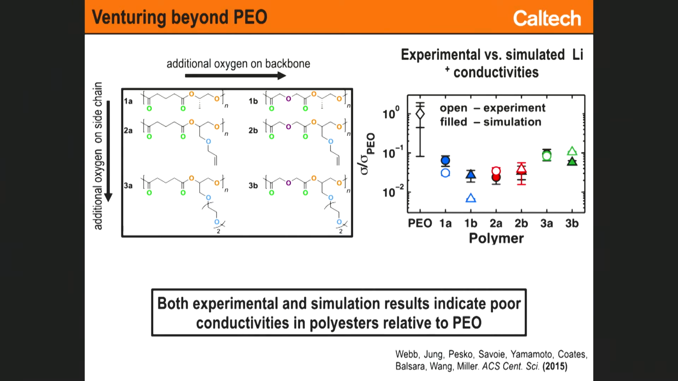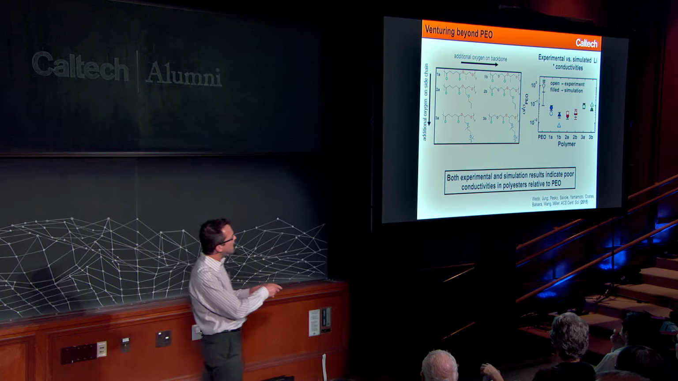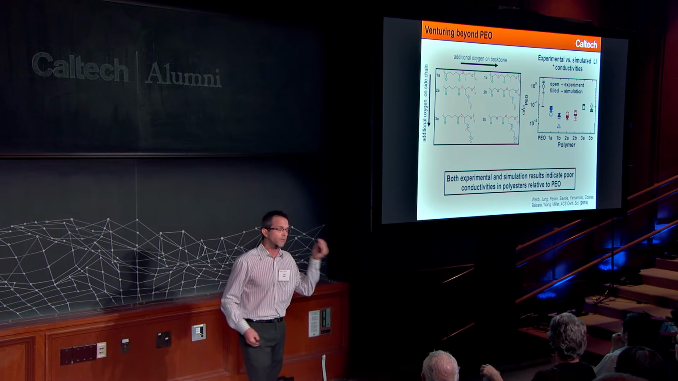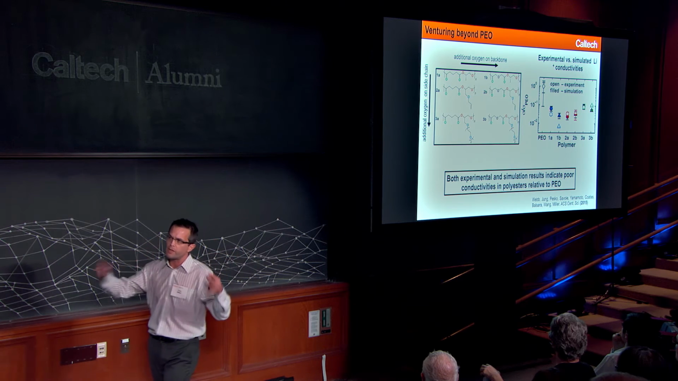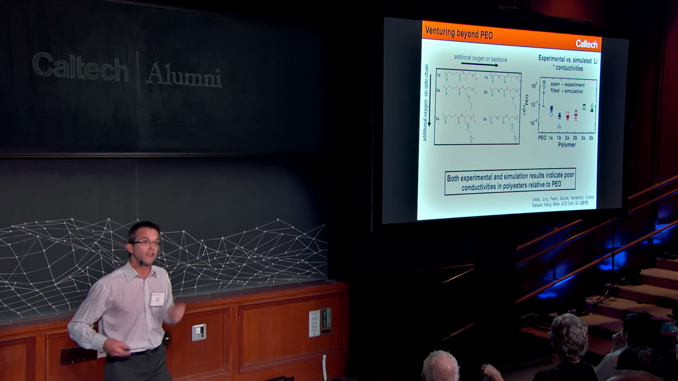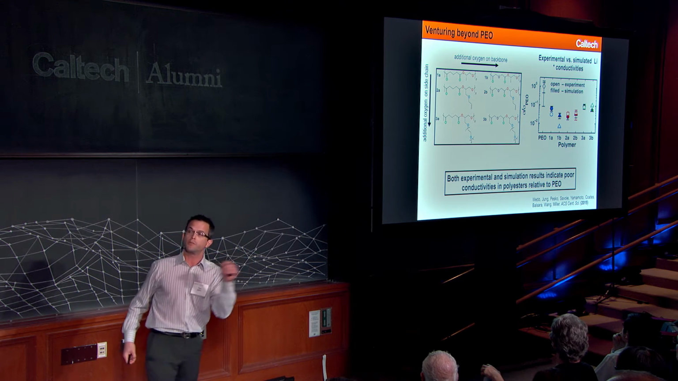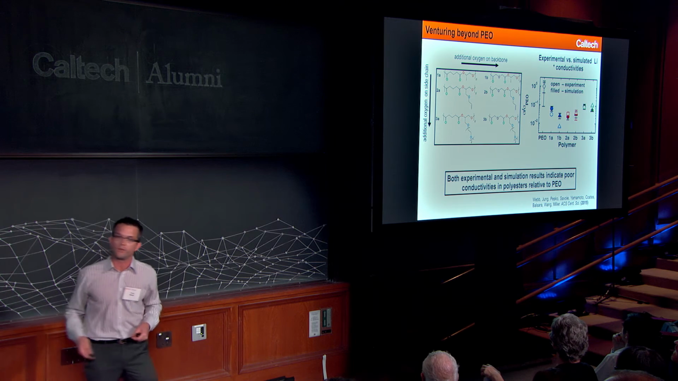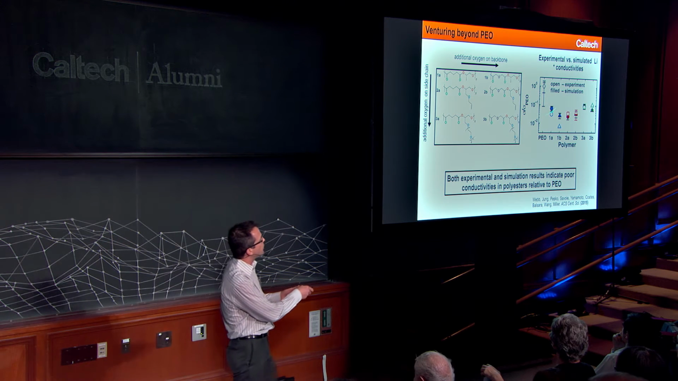Working with these synthetic chemists, we designed a series of different alternative polymers. The details don't really matter. The point is that they're substantially different than PEO, but they have a consistent number of oxygens in them, which was useful for technical reasons. And what we did is we used that brute force approach. We used these extremely long molecular dynamics trajectories to predict the relative rate at which lithium would move through these different polymers, and we compared that to what was seen experimentally.